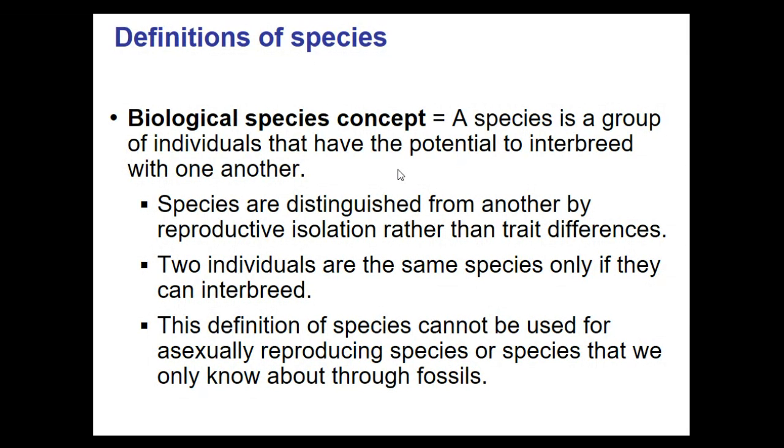But this definition doesn't work for all organisms, because many kinds of organisms don't interbreed ever. Like bacteria, one-celled organisms, there's no such thing as interbreeding. Interbreeding means getting together and having some kind of sex and producing offspring like that. So if two individuals can do that, then we say they're the same species. But bacteria are not capable of interbreeding. When bacteria reproduce, they just split in half.